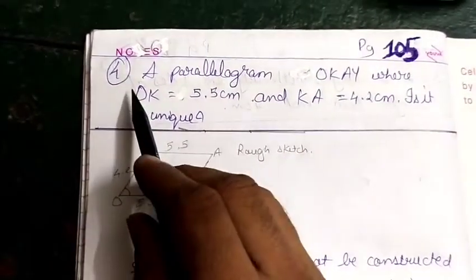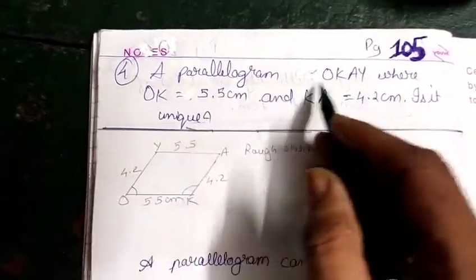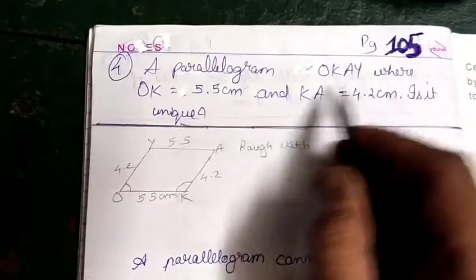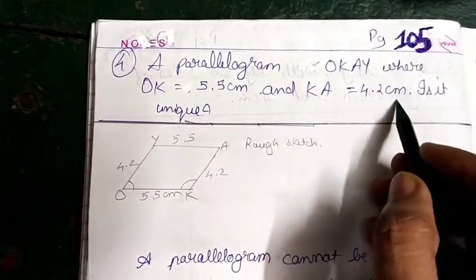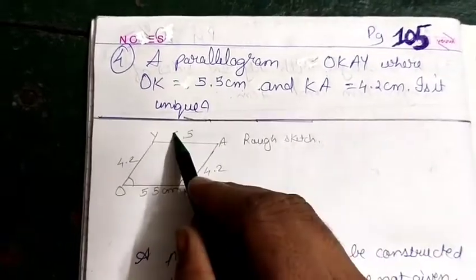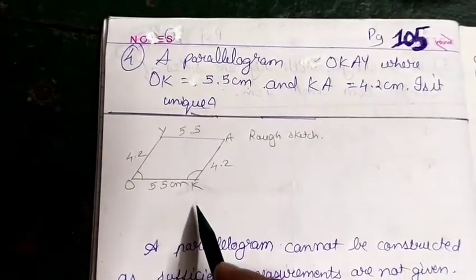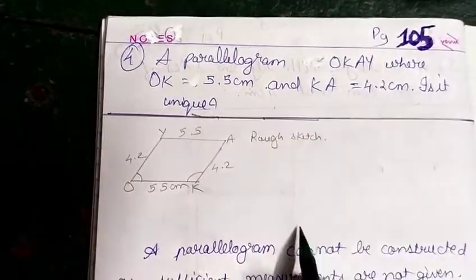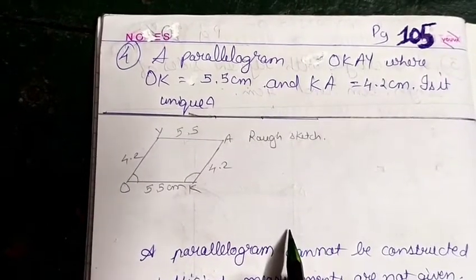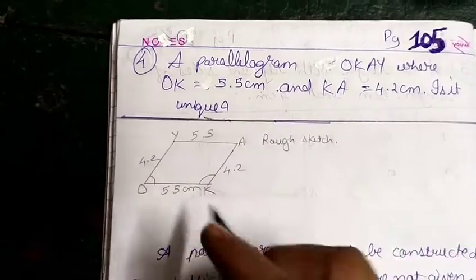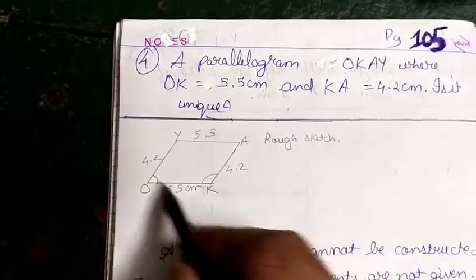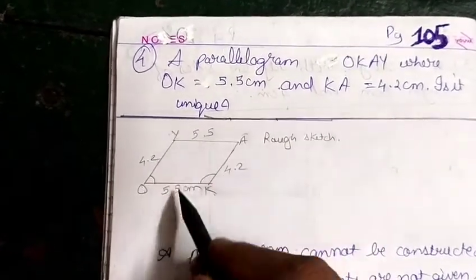Now the next and last one is a parallelogram. You have to construct OKAY, where OK equals 5.5 and KA equals 4.2 cm. Is it unique? They are asking whether with such measures it is possible to draw a parallelogram. Is it unique for all parallelograms? Dear student, first you draw the rough sketch OKAY.